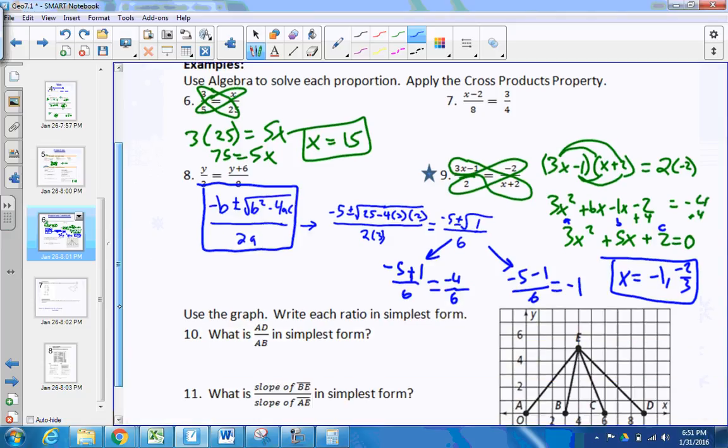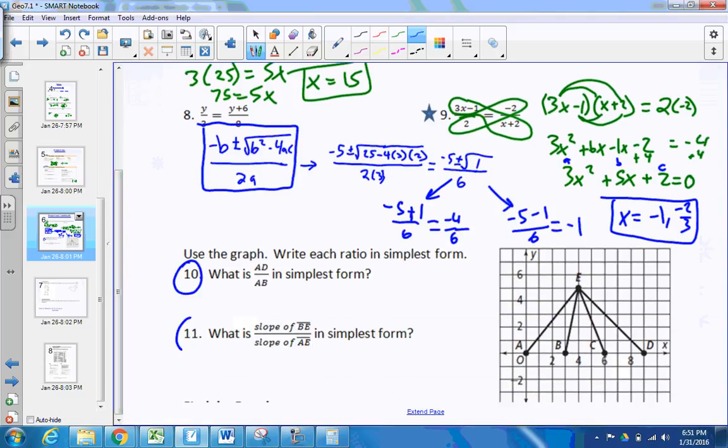So I'm going to leave these last two for you to do, numbers 10 and 11, and then the closing question. It says use the graph, write the ratio in simplest form. So you're going to have to find the distance of AD and AB. Well, that one should be easy. You don't have to necessarily use the distance formula because it's all right there. But then for this one you'll have to find the slopes of BE and AE and write the ratio in simplest form for that one. So good luck to you on that.